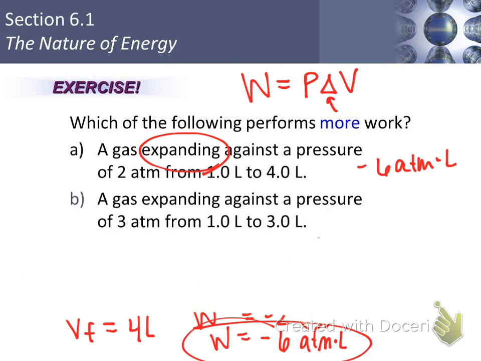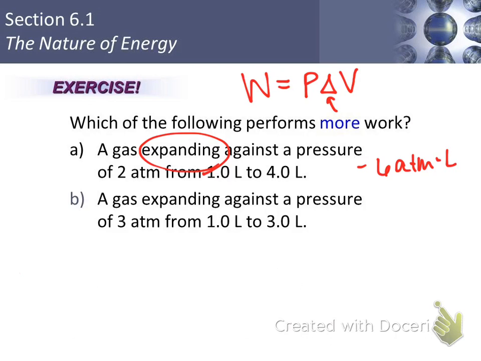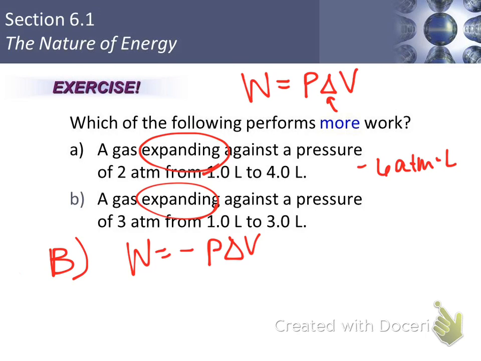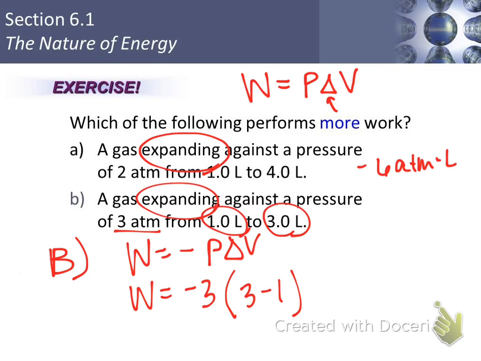Okay, B. The gas is expanding, so we need to use negative P. Oh man, I'm running out of time, sorry. Work equals negative P delta V again because it's an expanding gas. So I say work equals -3 atmospheres times 3 minus 1, right? Final volume minus initial volume.